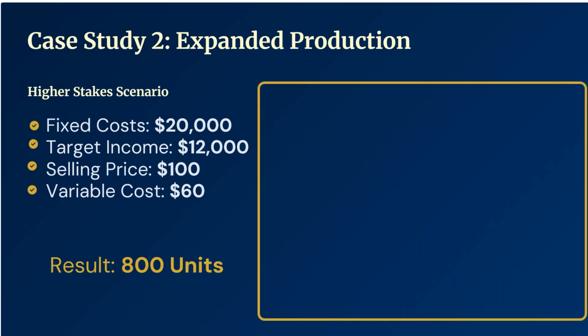Okay, now there is case study 2. Here the fixed cost has gone up, your target income has gone up, selling price has gone up, and the variable cost has gone up. So now let us see how to do it. Same thing, same formula you'll use. Sales minus variable cost minus fixed cost is equal to operating income.